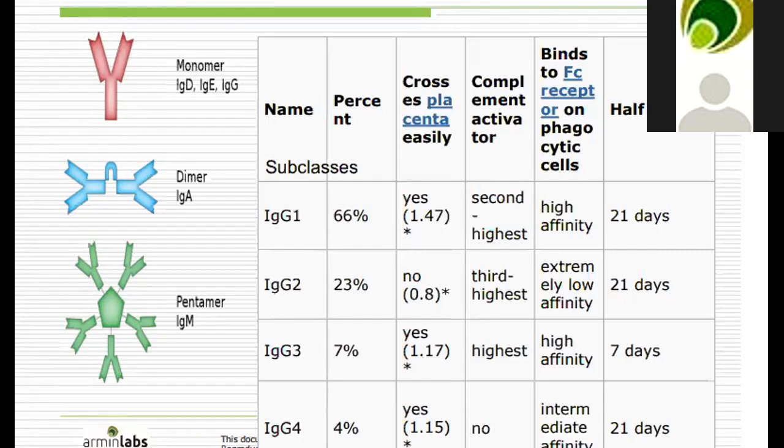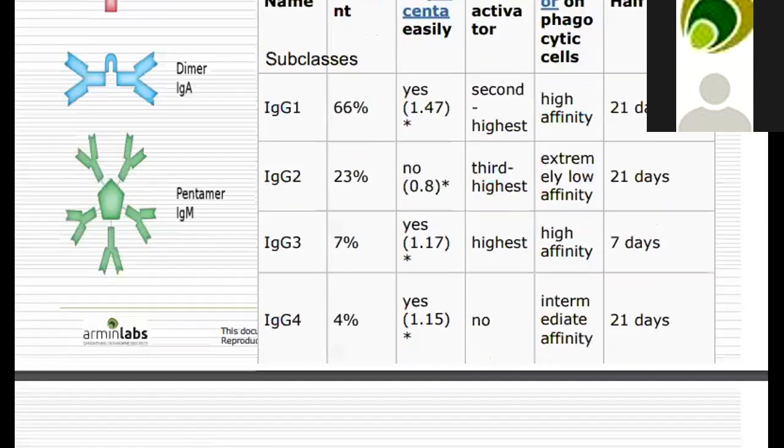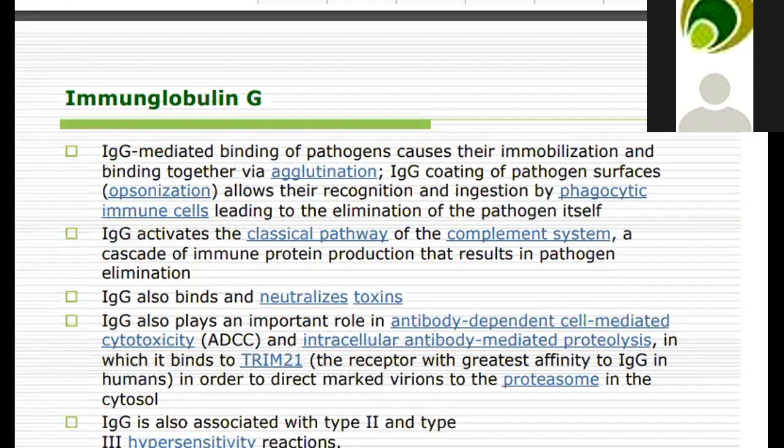And to me, very important is the half-life time of all of these immune globulins: IgG, IgA, IgM, IgD, IgE. The half-life time of IgG you can find for the different subclasses. It's 7 days to 21 days. What is a half-life time? I come to that again.